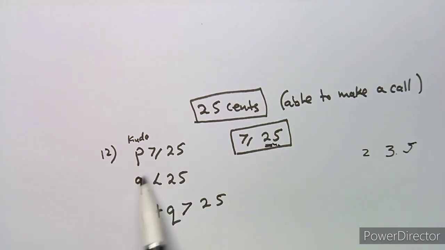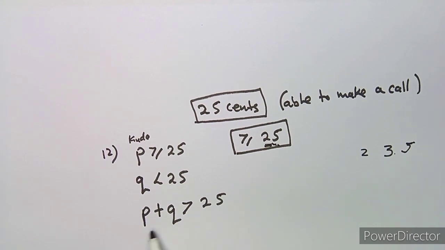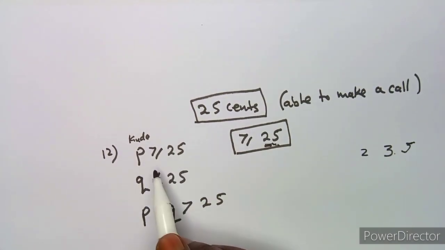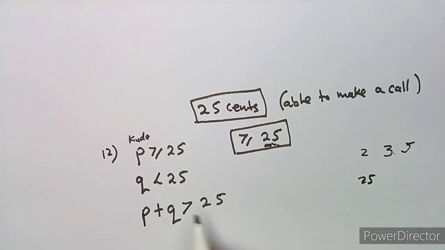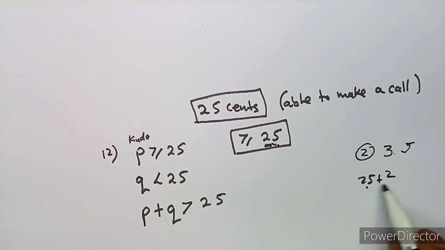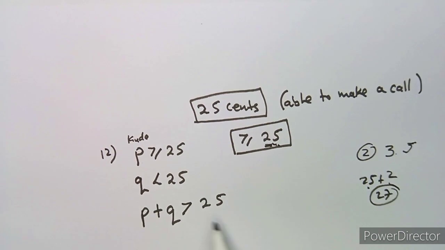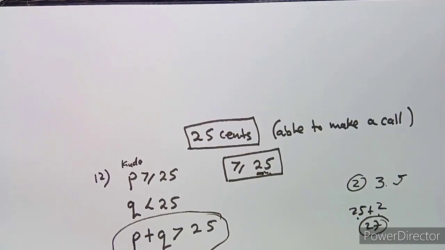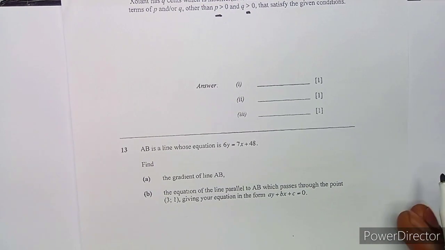Plus what Glan has, it is supposed to give us something which is greater than 25. Because we are saying Kuda alone is able to make a call, which means Kuda alone, let's just say, has 25 cents and is able to make a call. The moment Glan produces this amount, maybe he has got 2 cents, if we add 25 plus 2, it's greater than 25. So the moment you add their money, it is going to be greater than 25. So that can be your third inequality there. So that's what you heard, guys. I think we understand, we are together.